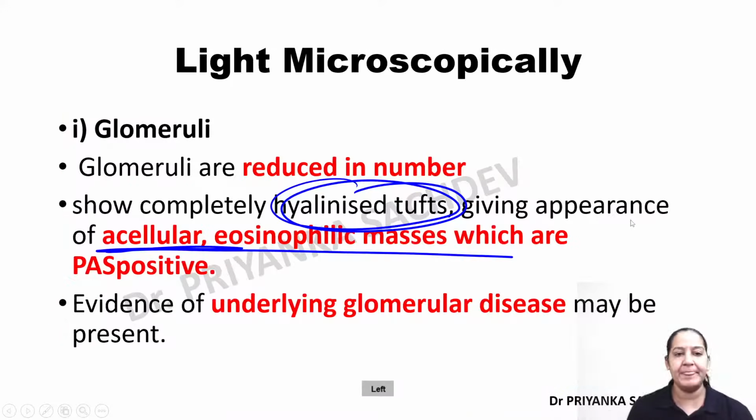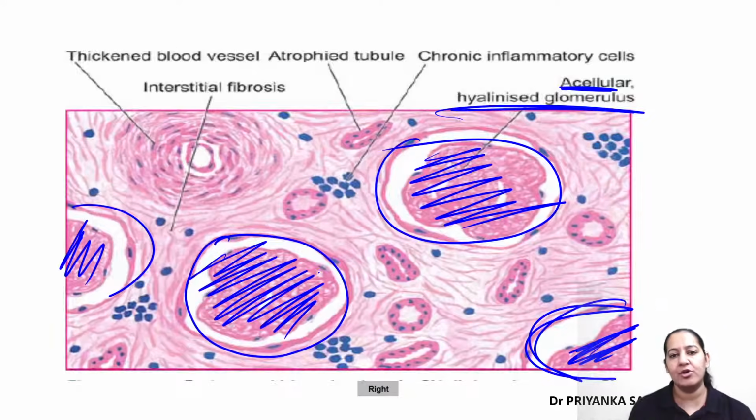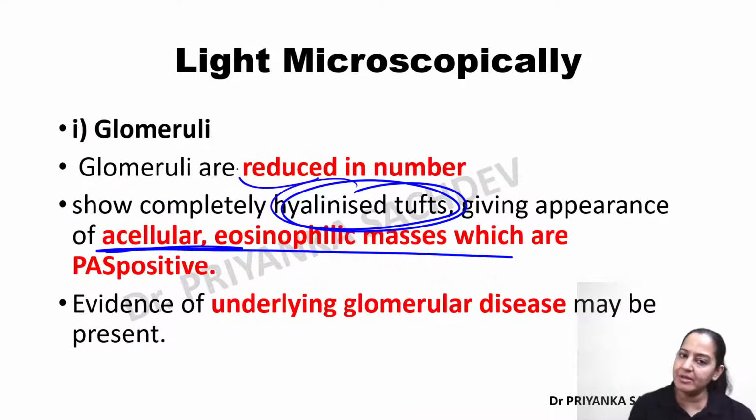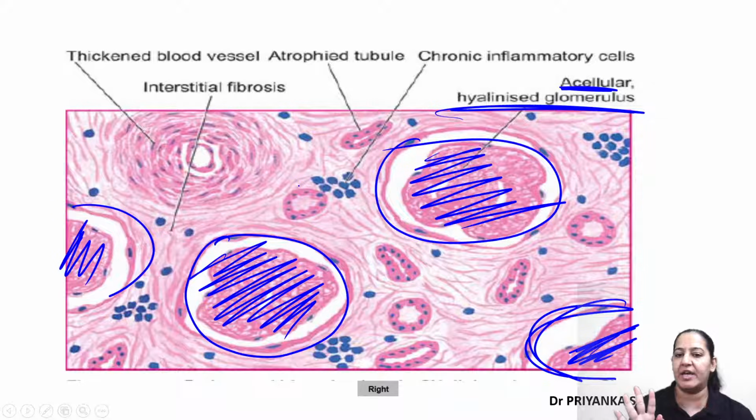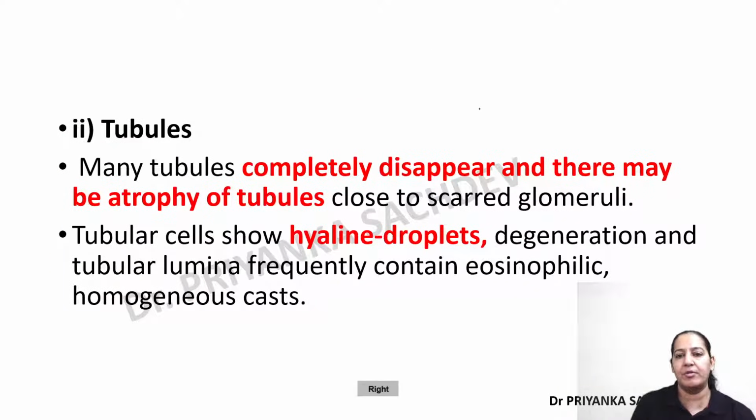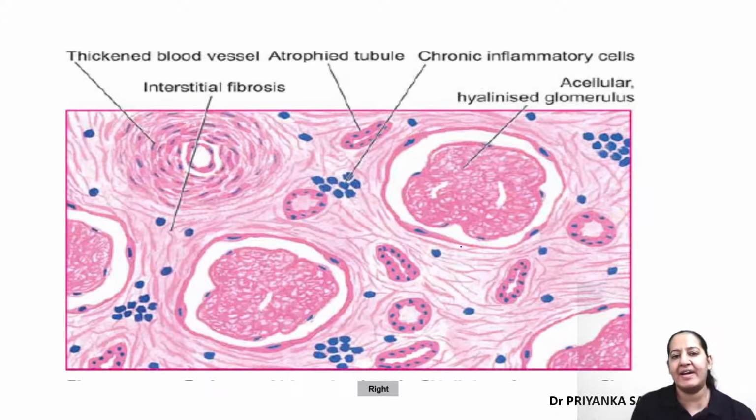Everyone give me a thumbs up. That's all about the glomerulus, right? Glomerulus count reduces in number. Many will disappear completely, and those that remain will convert into hyalinized mass. That is about the glomerulus. See the tubules also. Within the tubules you will find atrophy and hyaline droplets.